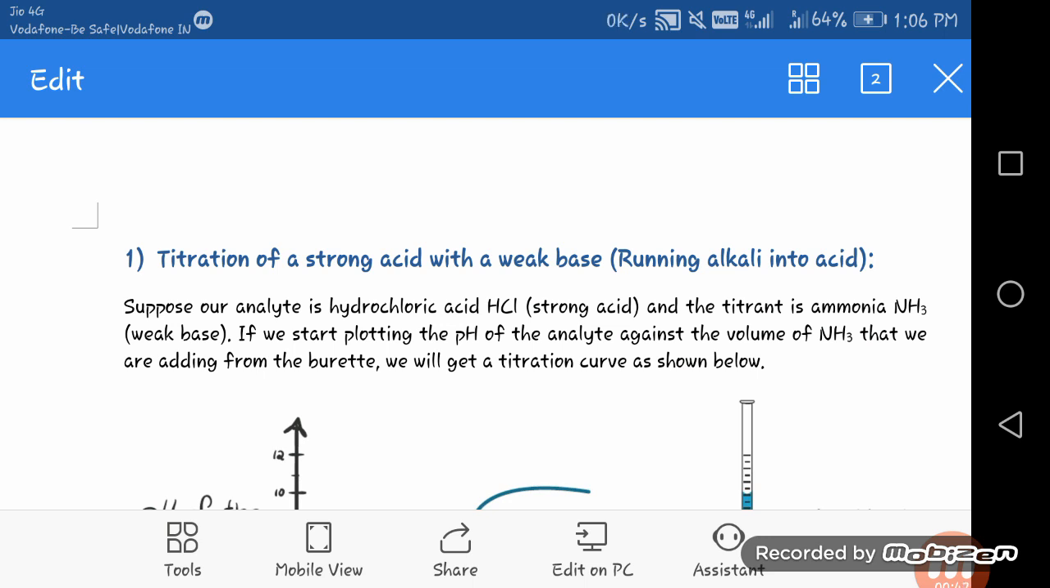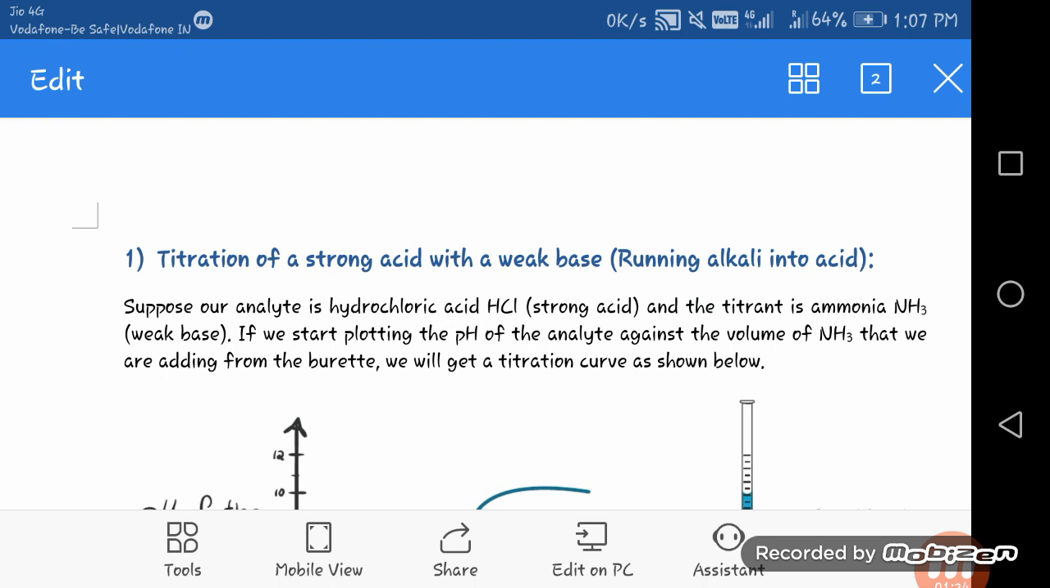So the process of determination of strength of an unknown solution by adding a standard solution with the help of a burette is known as titration. In this we can know about the strength and the quality of the unknown solution by the known solution. This process is known as titration analysis. Normally there are four types of titration: acid base titration, redox titration, precipitate titration, and complexometric titration.